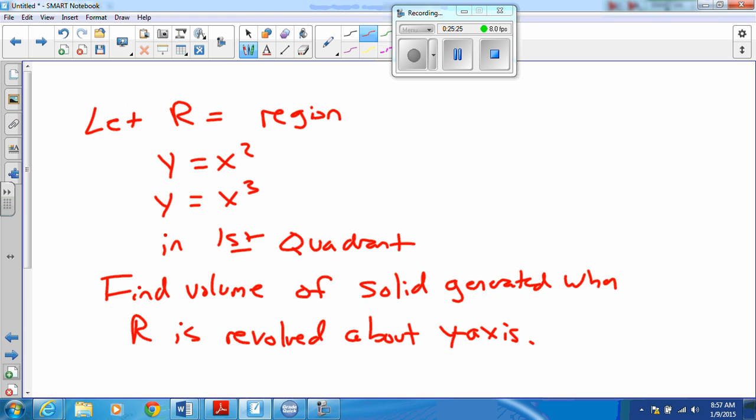Okay, so we have R is the region here in the first quadrant. Find the volume of the solid generated when R is revolved about the y-axis. It turns out in the first quadrant is redundant, because it's already in the first quadrant. So we have this guy right here, and we have this guy right here. It's a very small region. Notice that the curve, no, it's the other way.